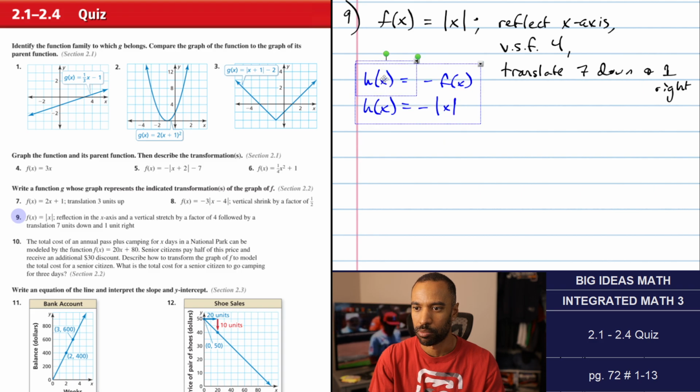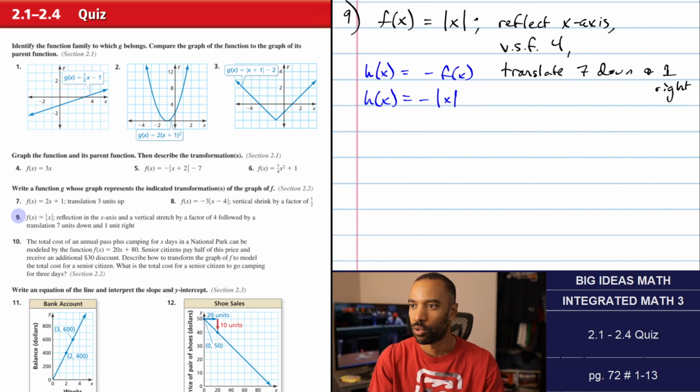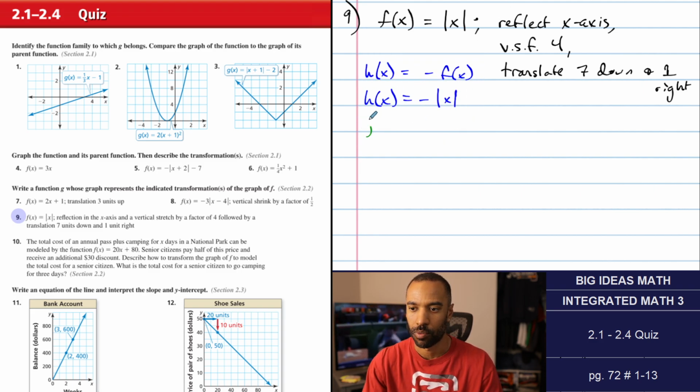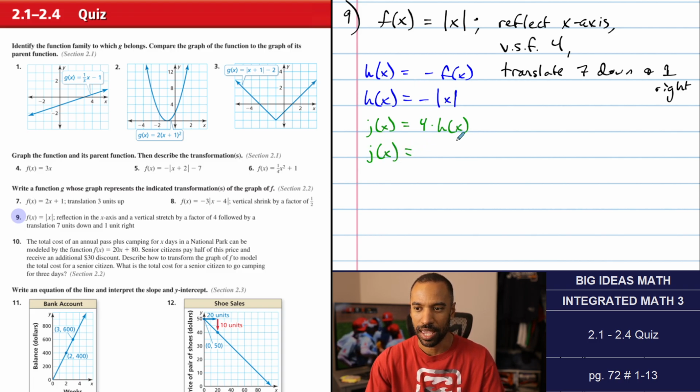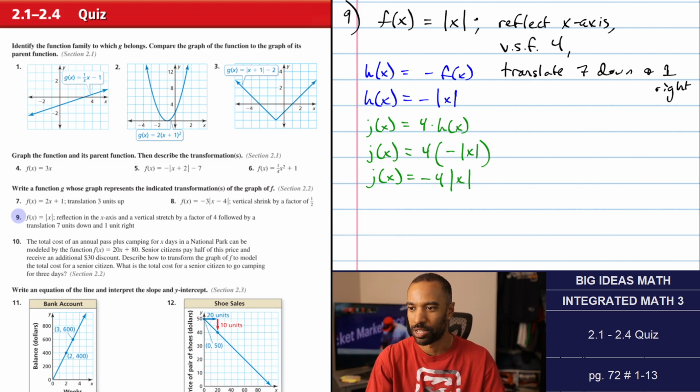So let me actually move this up to fit some more stuff. So let's call this j of x, if you will. J of x is going to take your h of x and it's going to make it 4 times bigger in this way. So your h of x being negative absolute value of x, 4 times negative 1 is negative 4. So you get now negative 4 times absolute value of x. I know this is a little rote and mundane of what we're doing, but that's okay.